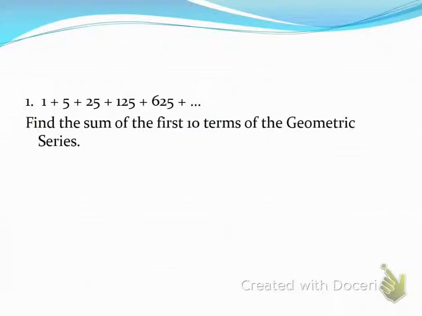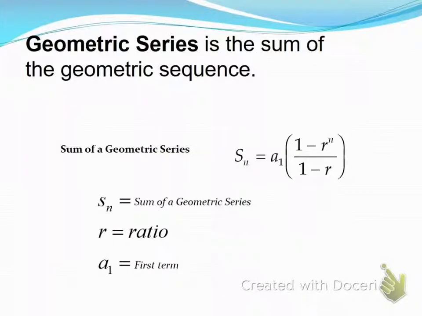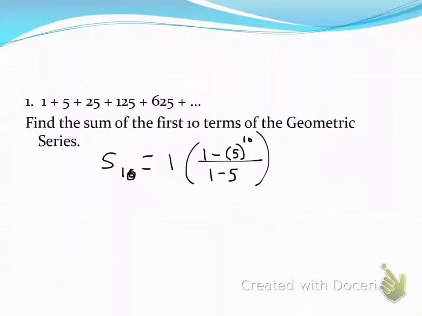So let's get this then. We're going to find the sum of the first 10 by taking, what is our first term? It's 1 times 1 minus, what is it? R to the n. So what's our ratio? 5 raised to the 10th over, 1 minus, what's our ratio again? 5. Okay? Always takes me a second to make sure I'm right on my formula here. So grab your calculators.